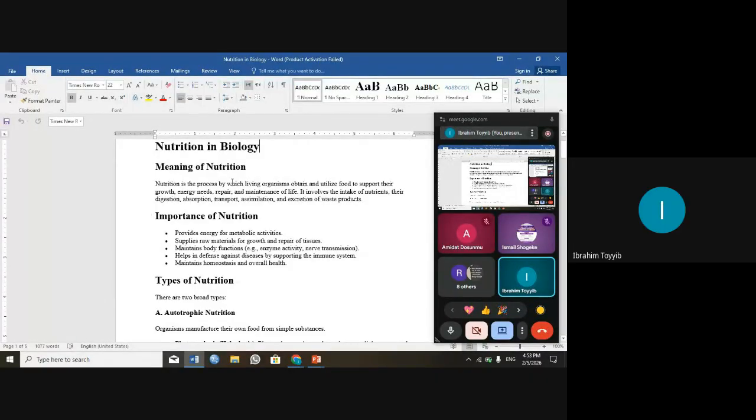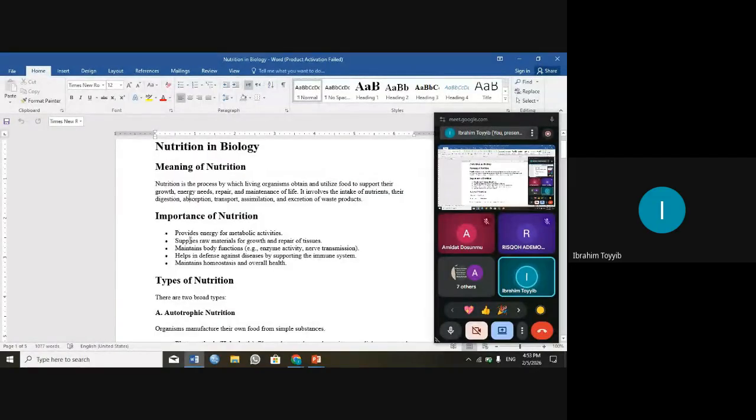So, and that's digestion. So nutrition involves the intake of nutrients. The process starts from digestion, absorption, transport, assimilation, and excretion of waste products. So what is the importance of this nutrition?